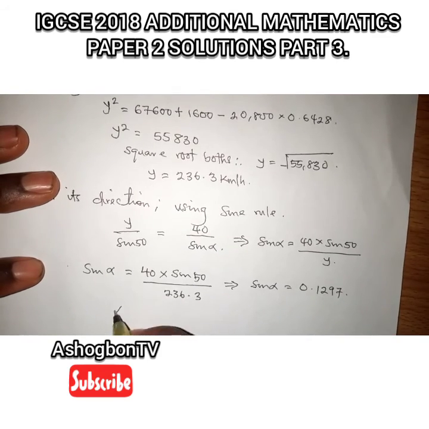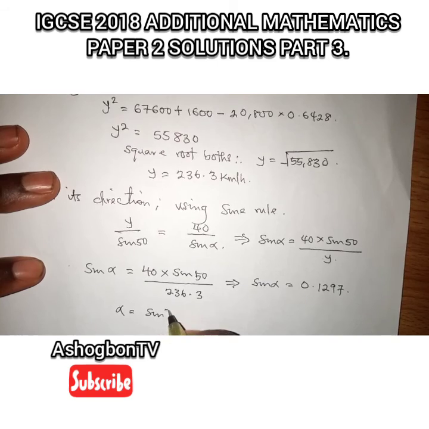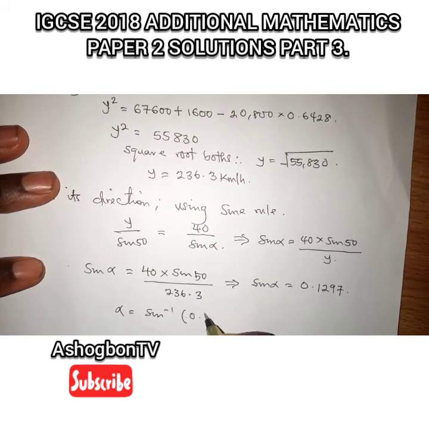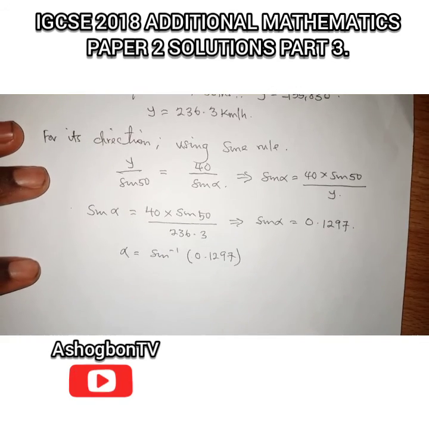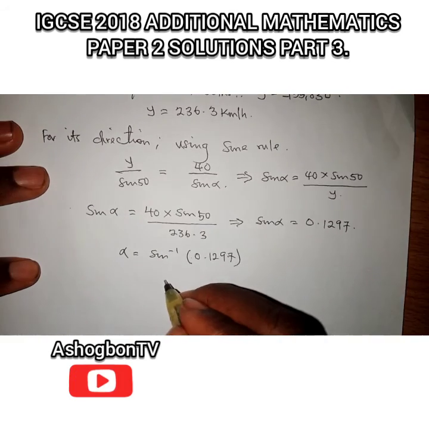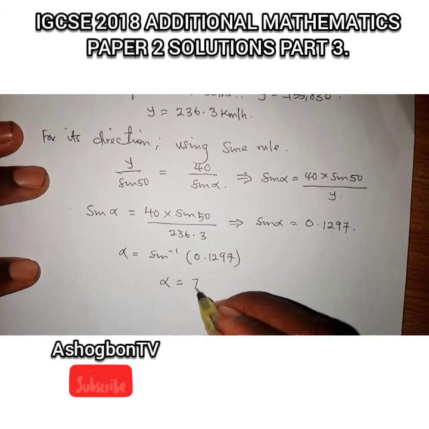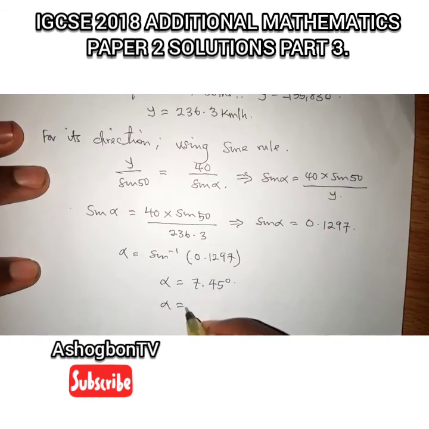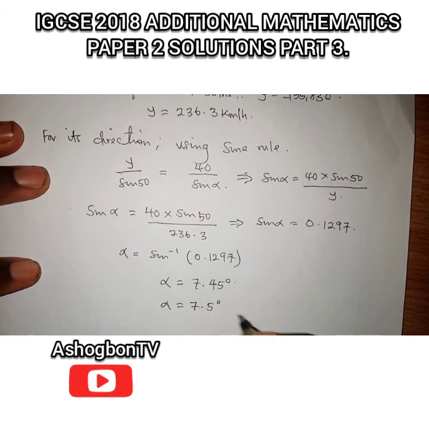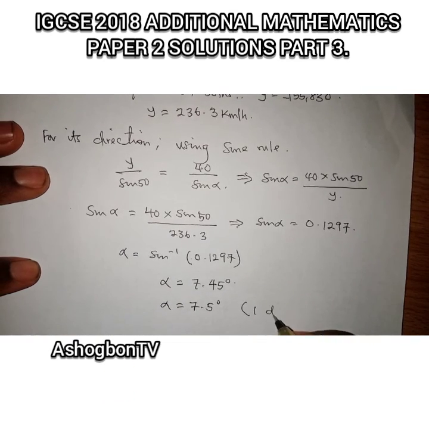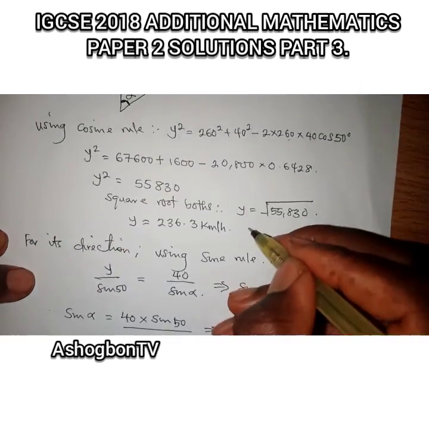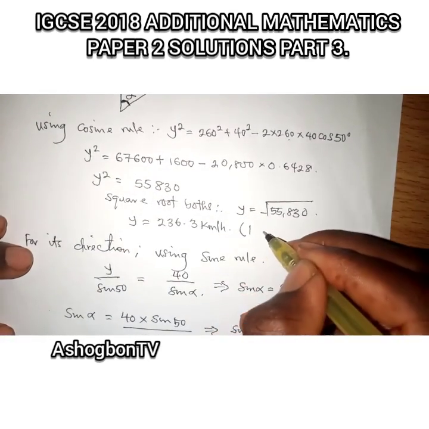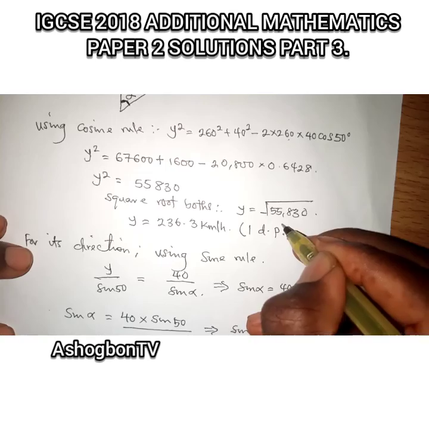Punch your calculator, and you will get sine alpha equal to 0.1297. So alpha will be equal to arc sine 0.1297, and if you punch your calculator very well there, you will get 7.45 degrees, and to 1 dp I'm going to have 7.5 degrees. So here I have 1 decimal place, and I can do the same thing here, 1 decimal place.